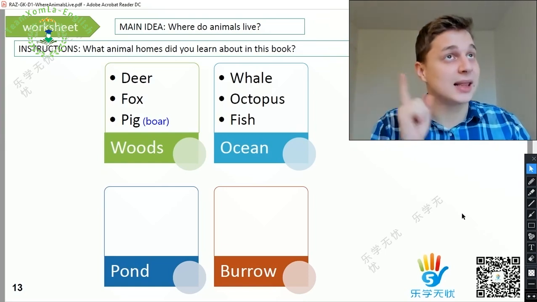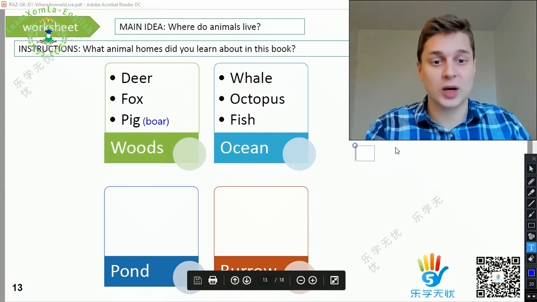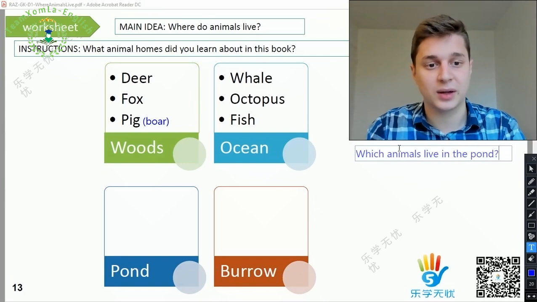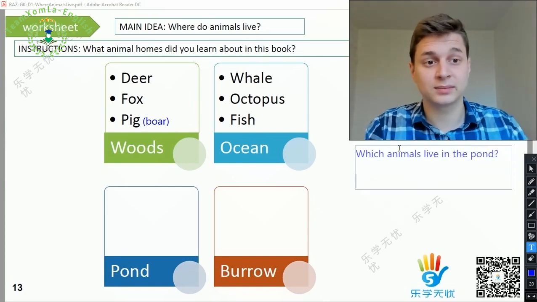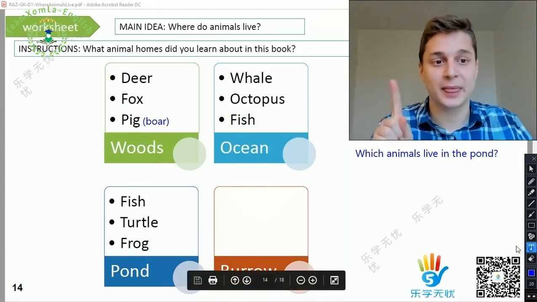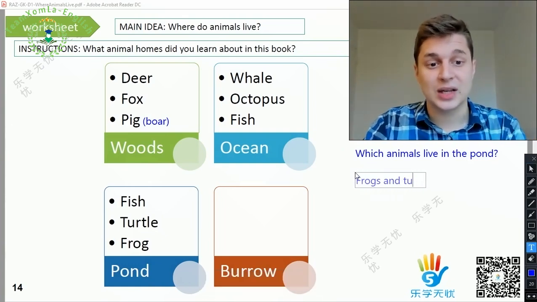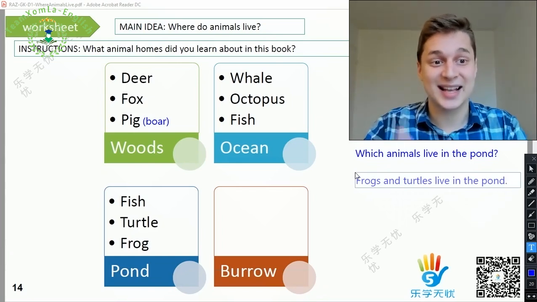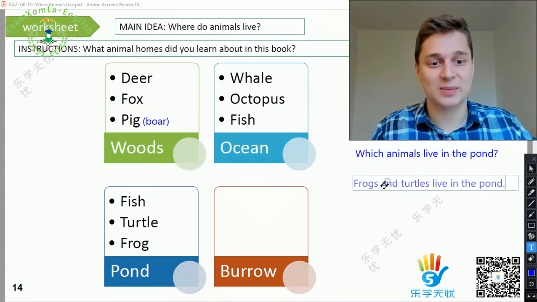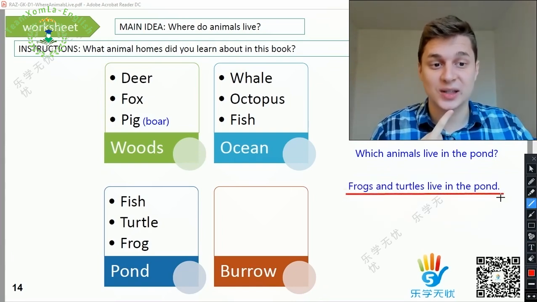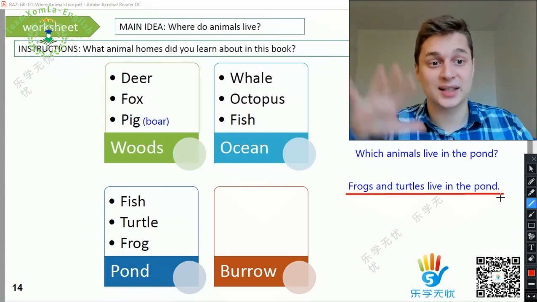Which animals live in the pond? Let's answer this question in a full sentence. Which animals live in the pond? Instead of just saying frogs and turtles, it's better if we say the full sentence. Frogs and turtles live in the pond. That is the proper way to answer my questions. Let's say it together. Frogs and turtles live in the pond.